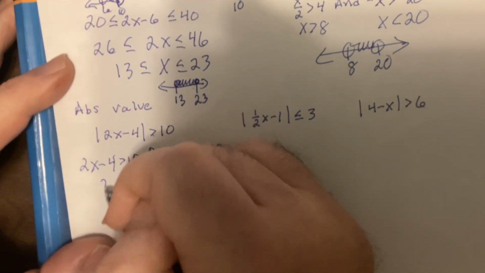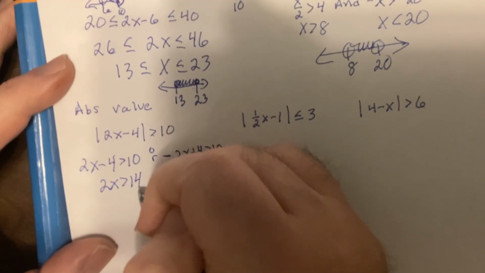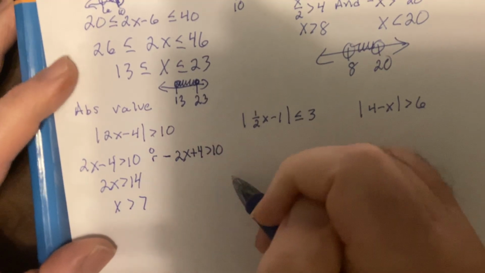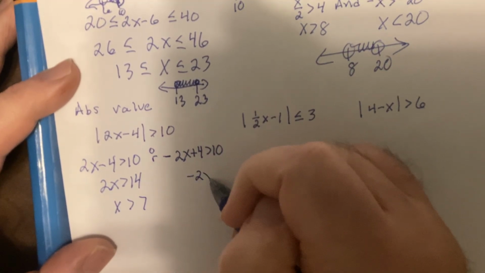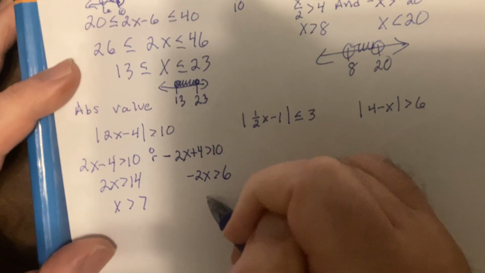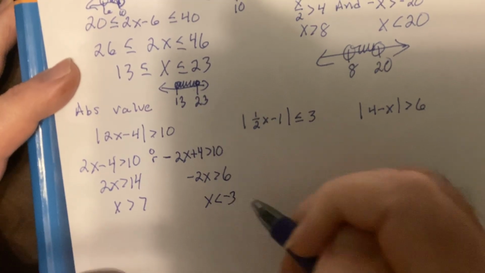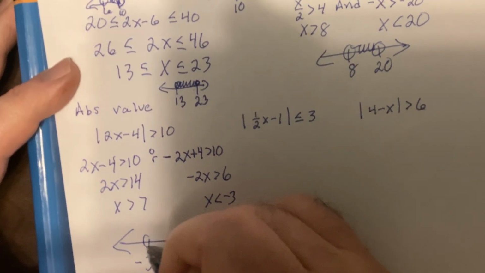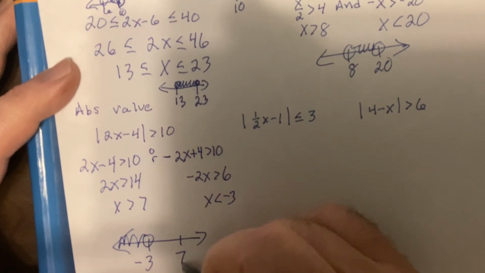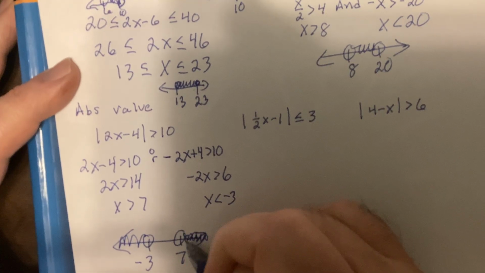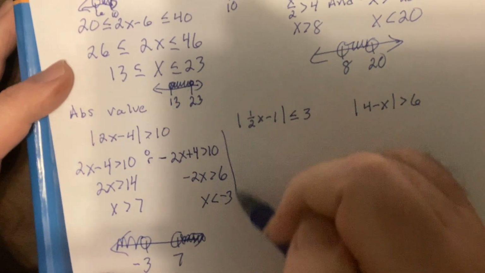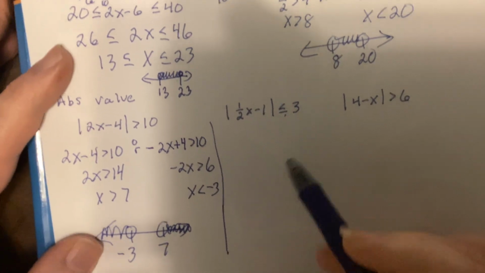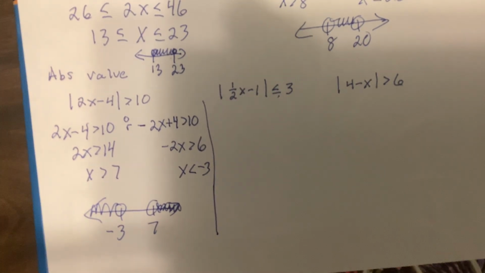I'm going to add 4, divide by 2. Here I'm going to subtract 4, divide by -2, switch the inequality. So we get this, -3, 7, yay! So remember, absolute value with an inequality, there's always 2 parts. Most people forget that. There's always 2 parts.